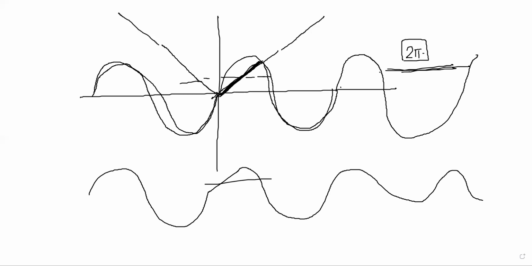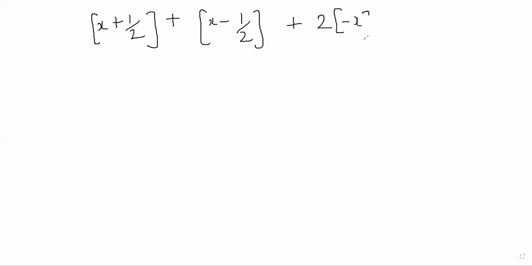If x is an integer, then this will be x only, no? This part, the first GIF, right? So think about it: x plus half plus x minus half plus 2 times minus x. Something like this is the question, no? Which of the following are periodic? So now let's take two cases.